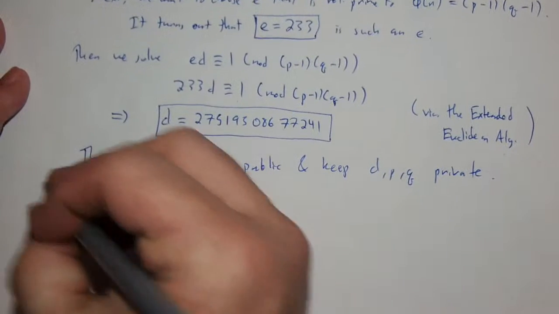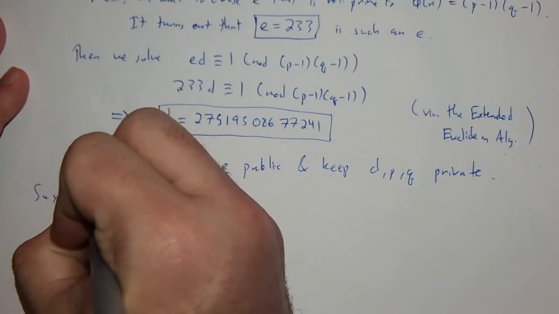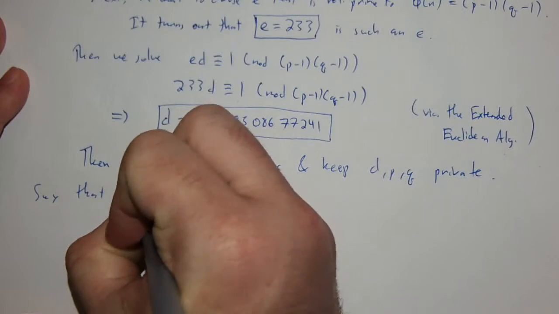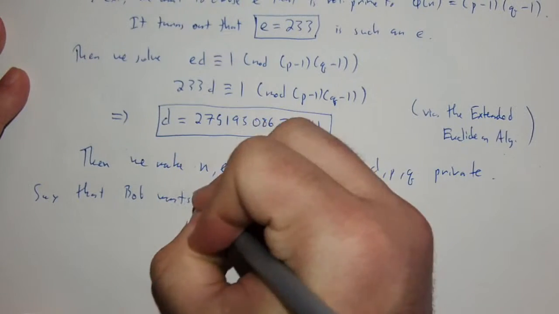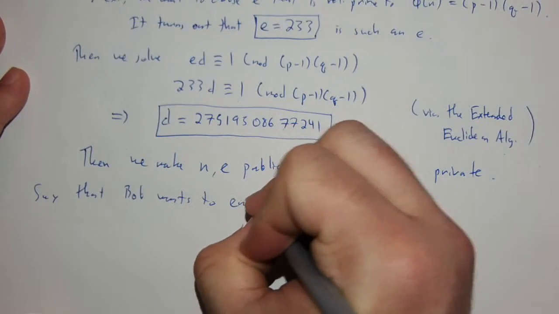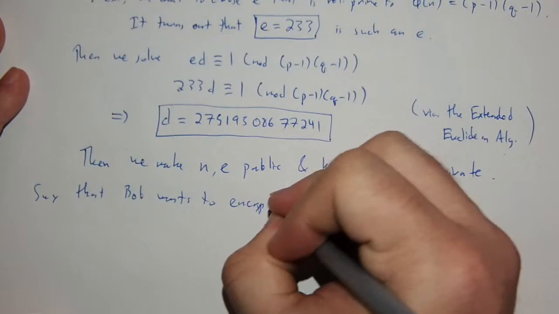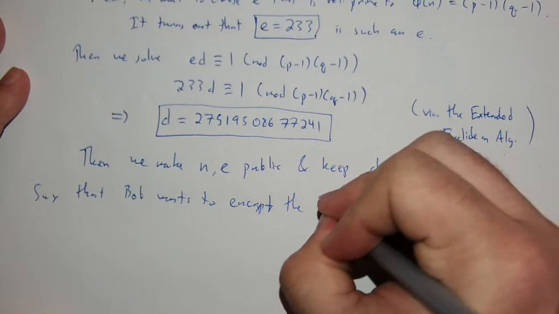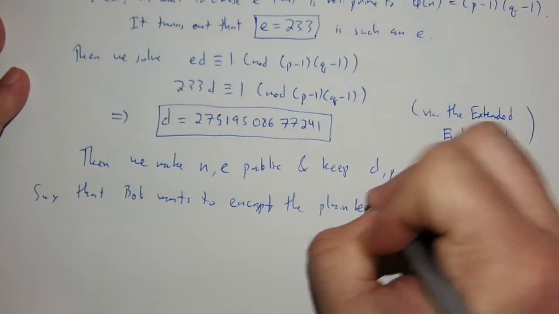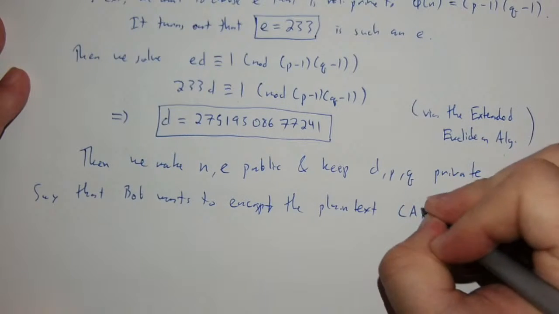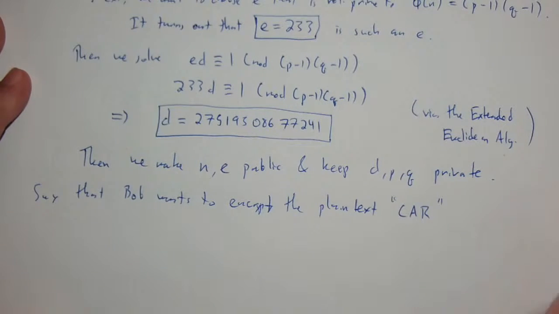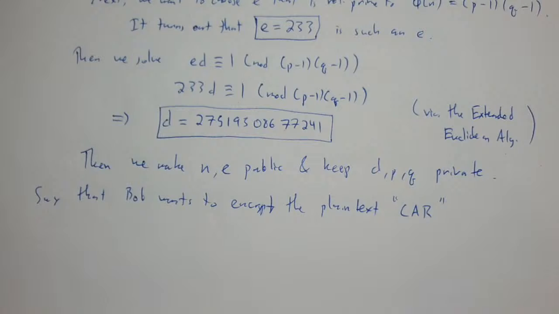Okay, so now say that Bob wants to encrypt the plain text "car." Okay. So how might he do that?